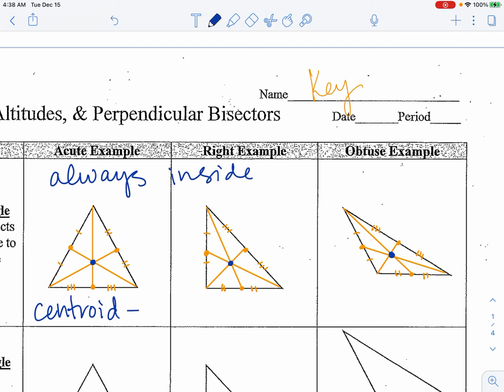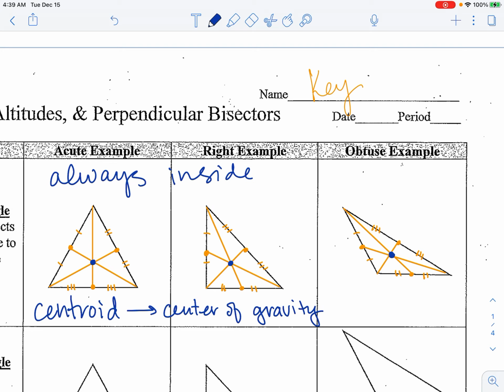Now, this centroid actually is the center of gravity. And I mean literally the center of gravity. If we were to have a cardboard triangle cut out, and I measured my sides, and I drew my medians, and I found the centroid, and I put my finger on the centroid, that is where that cardboard triangle, or any triangle, right? You could make it out of anything. That's where it would balance.